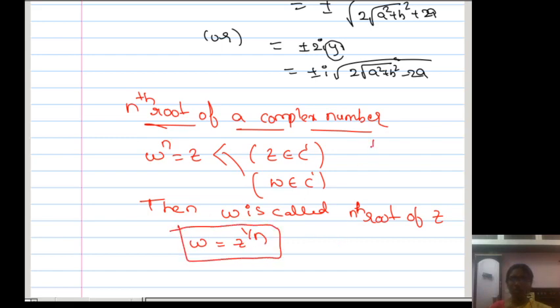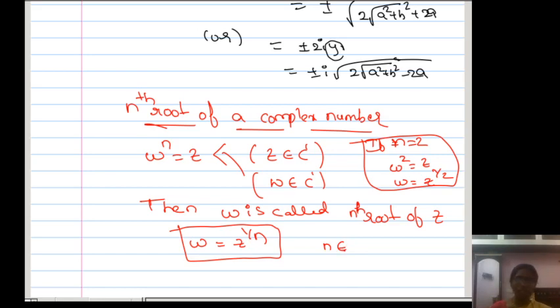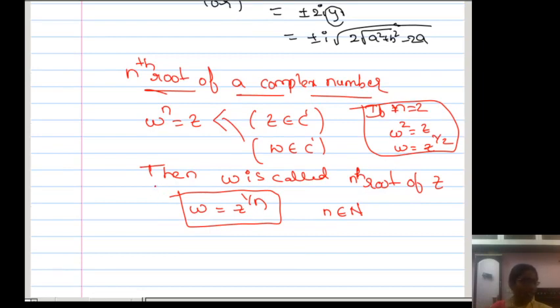If n is equal to 2, you are getting the square root, that is w square is equal to z. In the previous case we discussed w is equal to z power 1 by 2. This is the square root concept. Instead of 2, the generalized form, the nth root, means w power n equal to z, then w is equal to z power 1 by n, where n is a positive integer, a natural number. So what is z power 1 by n? It is nothing but the nth root of a complex number z.